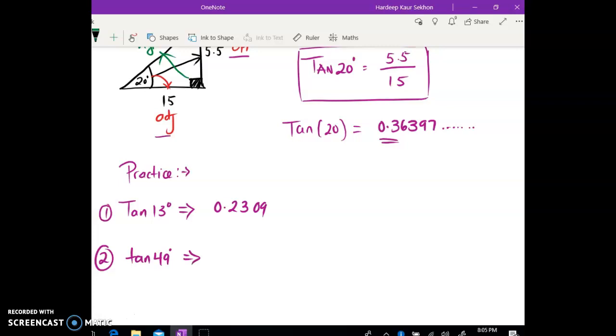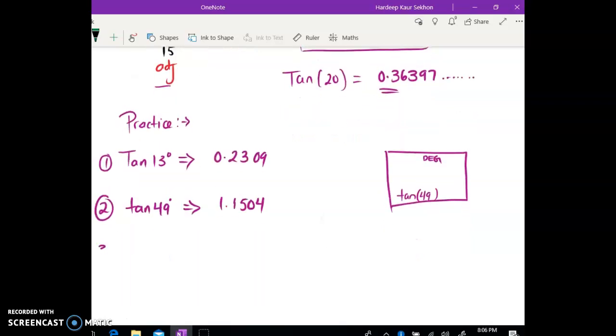Make sure, as I said, that your calculator screen says DEG at the very top. Just put tan 49 bracket. Sometimes a calculator takes a bracket, sometimes you don't need to, sometimes it's already there. So make sure you understand how your calculator works. So tan 49 degrees will be equal to 1.1504.